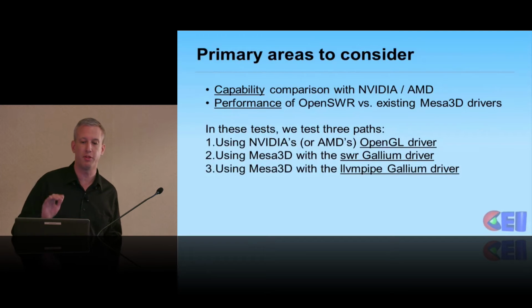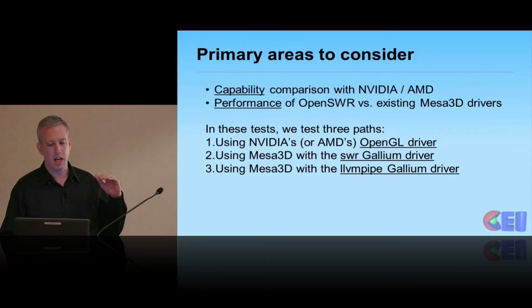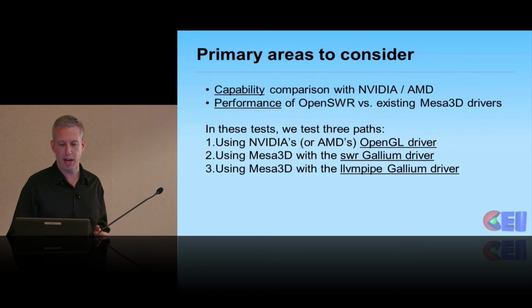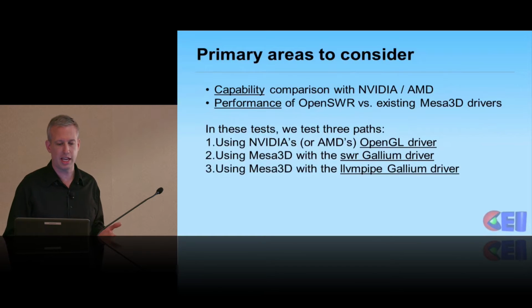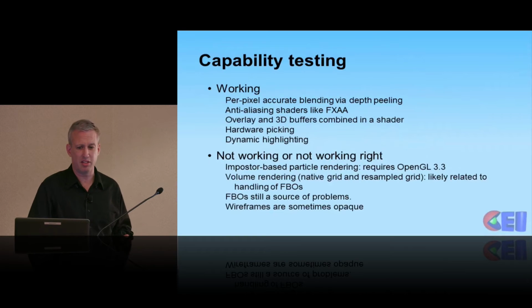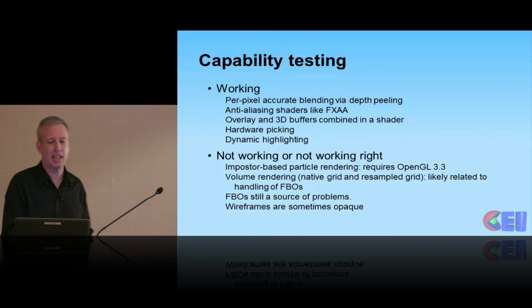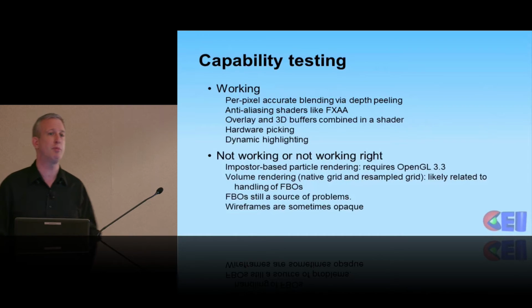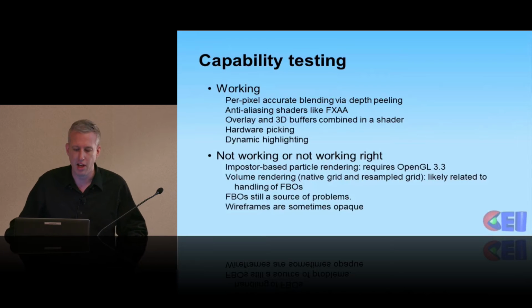So we looked at 3 different paths. We looked at just the regular OpenGL driver with NVIDIA or AMD. We looked at the Gallium driver, and we looked at LLVM pipe. So first, let's take a look at capability. Just about everything's working, honestly. We've got all the hardware picking, dynamic highlighting, we've got overlay planes and 3D buffers, anti-aliasing, the depth peeling. All this stuff works great. We're very happy to see that this worked out of the box.